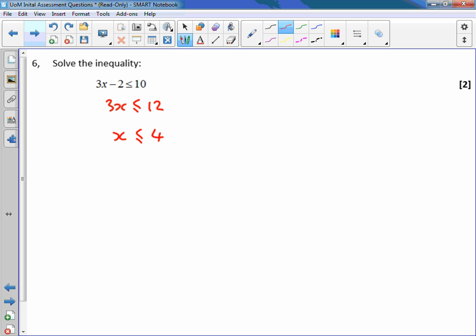Just to the side, had that been minus 3 there? It's not, but if it was minus 3, hopefully you guys will have learned that when we divide through or multiply through by a negative number, we need to change the direction of our inequality. But it's not, so x is less than or equal to 4. Okay.